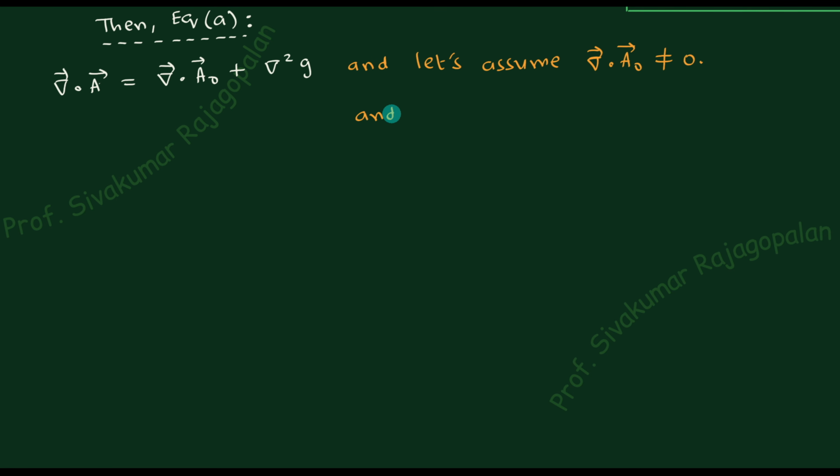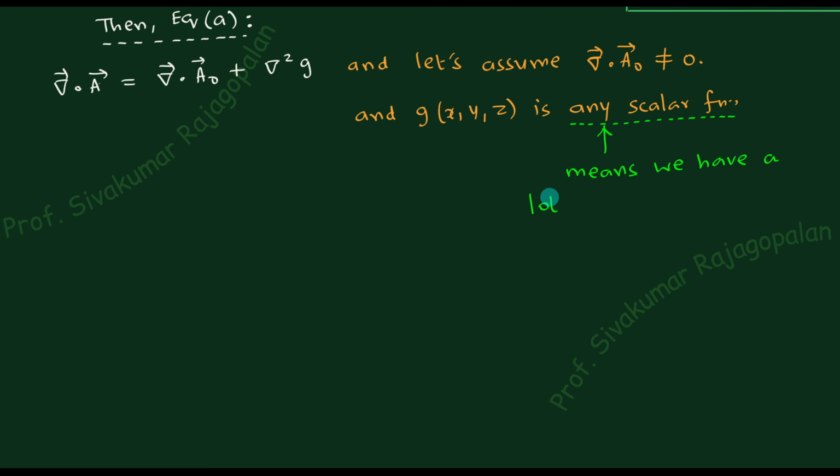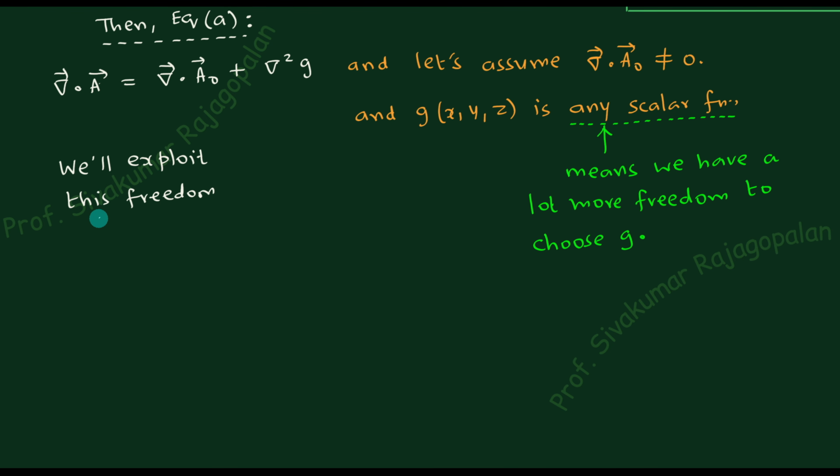And always remember that G is any scalar function. I am emphasizing the word any because of the arbitrariness coming into the picture. Okay, so therefore the word any I frequently write down in order to mean that we have a lot of freedom in choosing whatever G we like. We have a lot of freedom to choose. So let us now exploit the freedom. What way we are going to exploit it means what we are trying to make use of this freedom in a particular way.